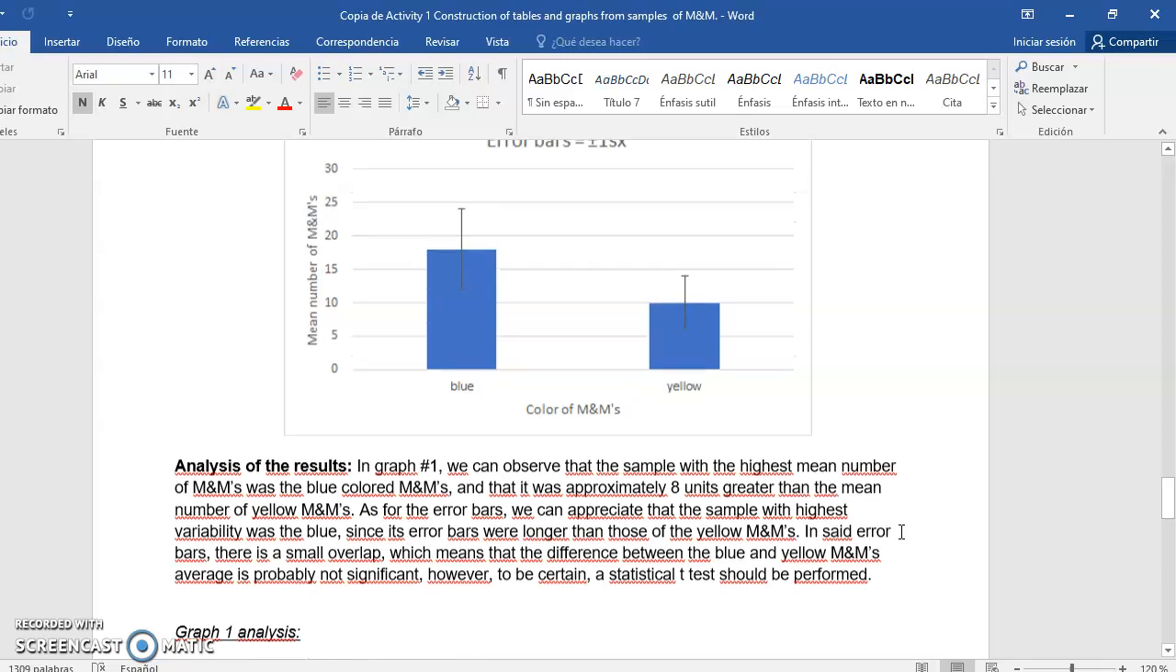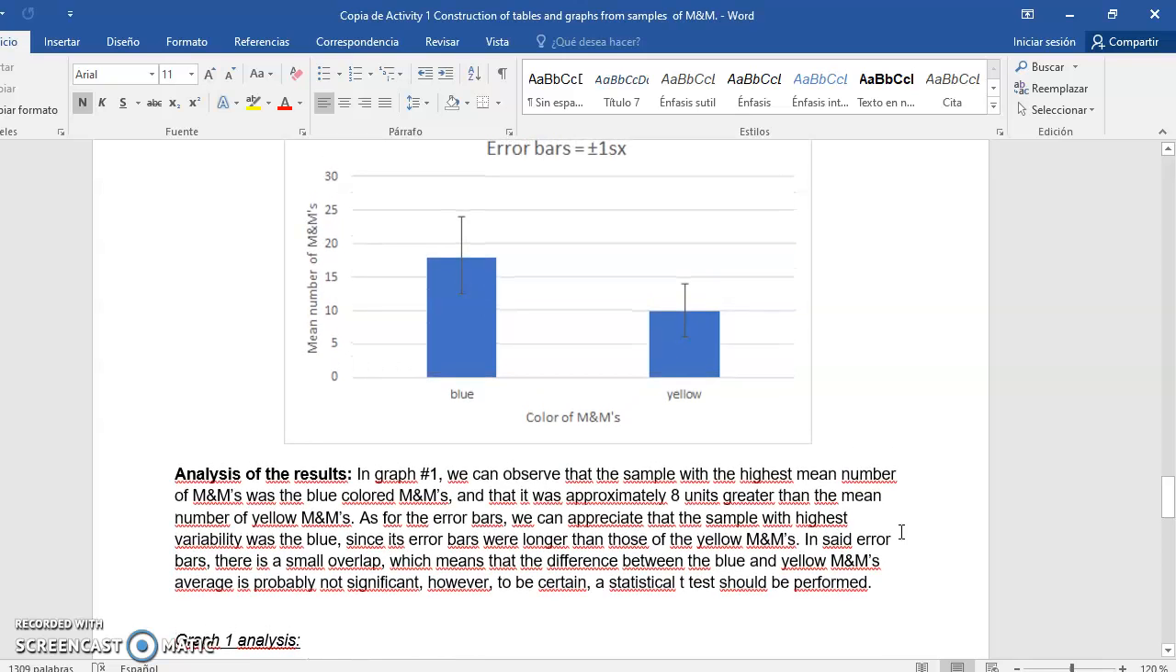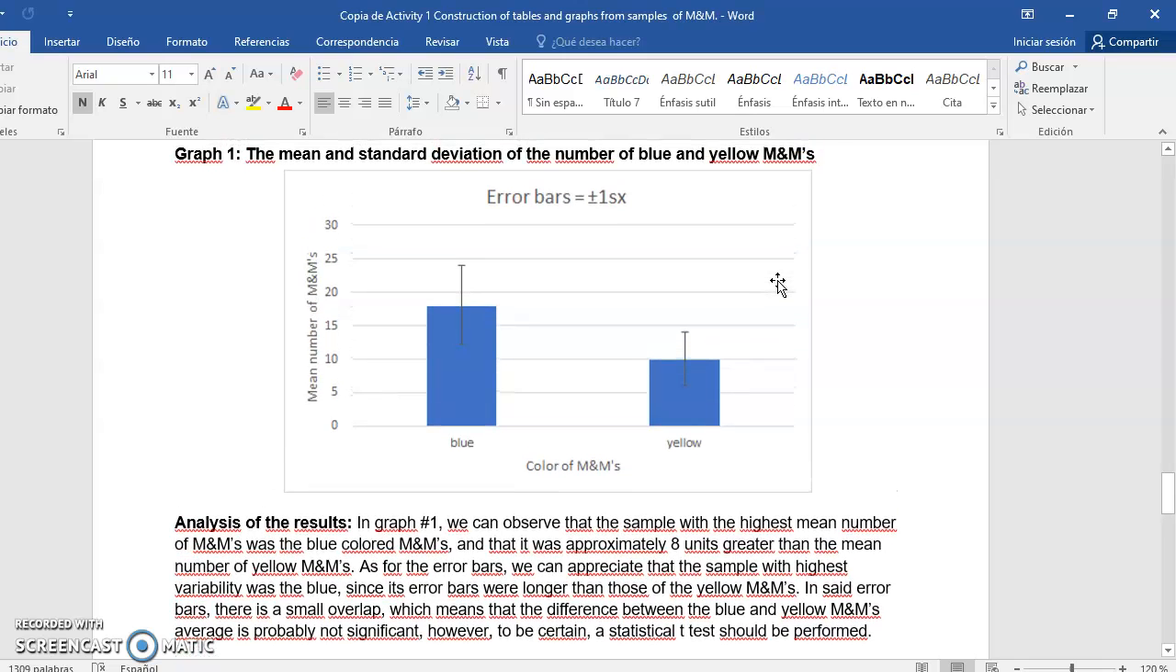We can see here that there's a difference of 8 units in mean values between the blue and yellow. You can also see that there is more variability in the error bar of the blue than in the yellow. And we can also say that there is some overlapping of our error bars, which might mean that the difference of 8 might not be statistically significant, and we need to do a t-test to corroborate this, okay? Take a pause and read the analysis that the student gave. It's a good analysis.